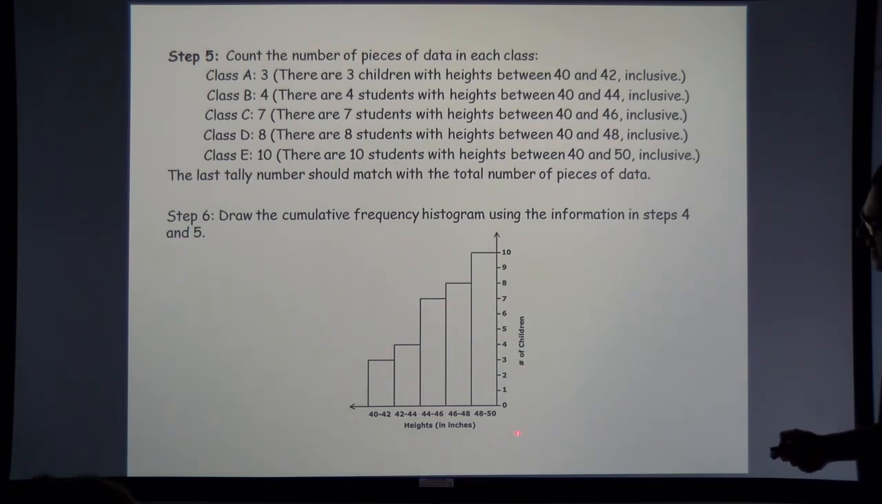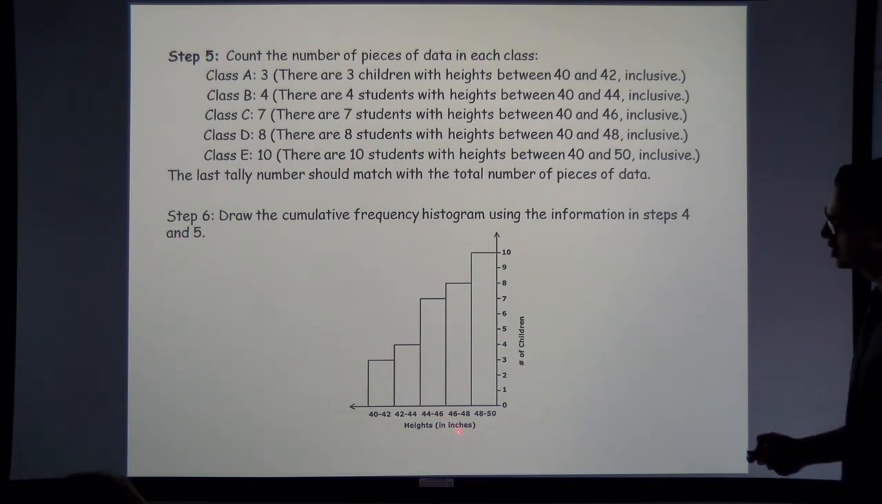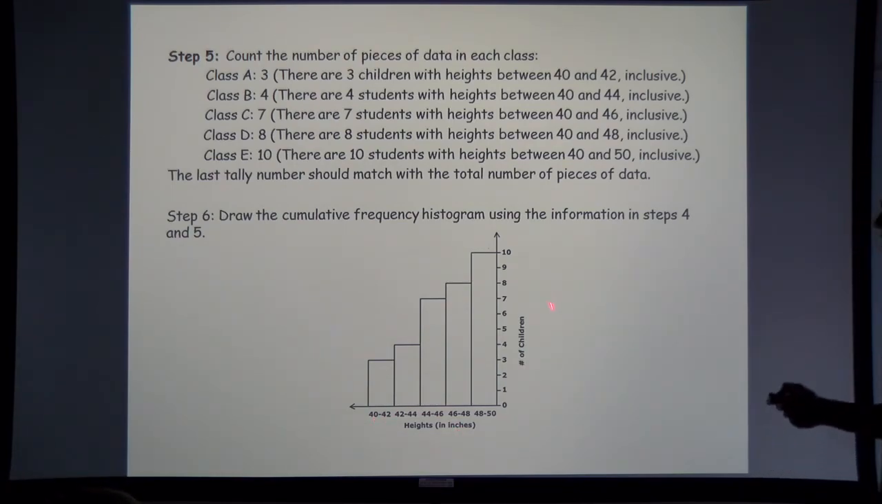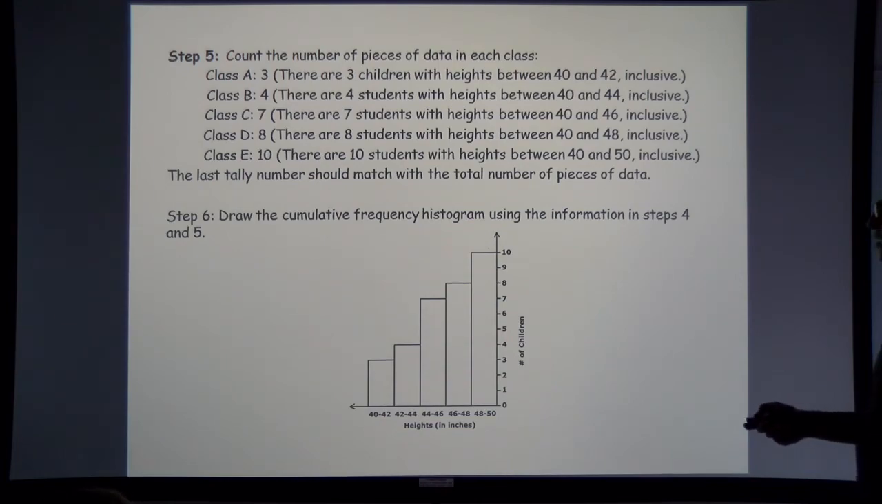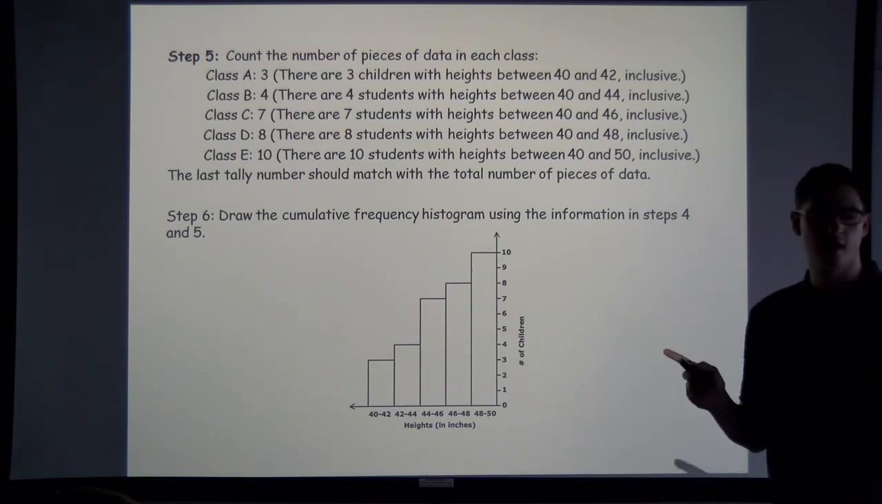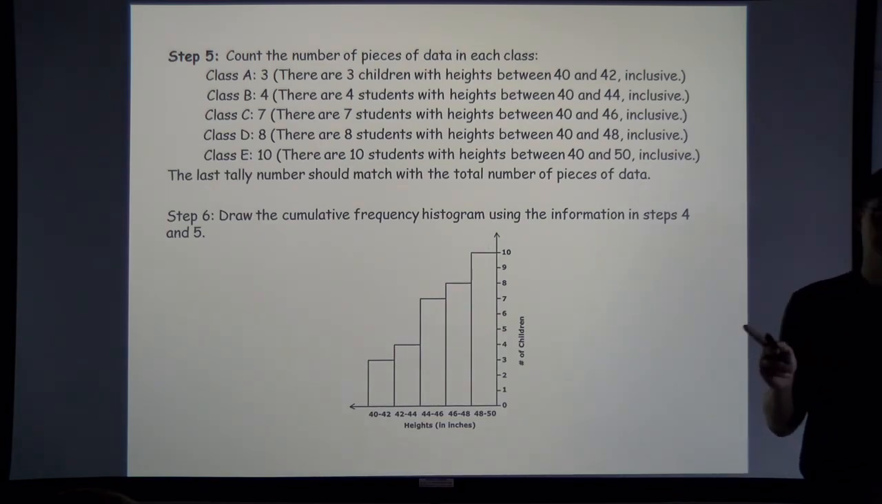So once again, my x-axis is my intervals of all the heights, and my y-axis is going to be the number of children, which is going to be my frequency. So we notice that there are 3 children that fit in the category of 40 to 42 inches, and so on and so forth. Any questions about histograms or cumulative frequency histograms?